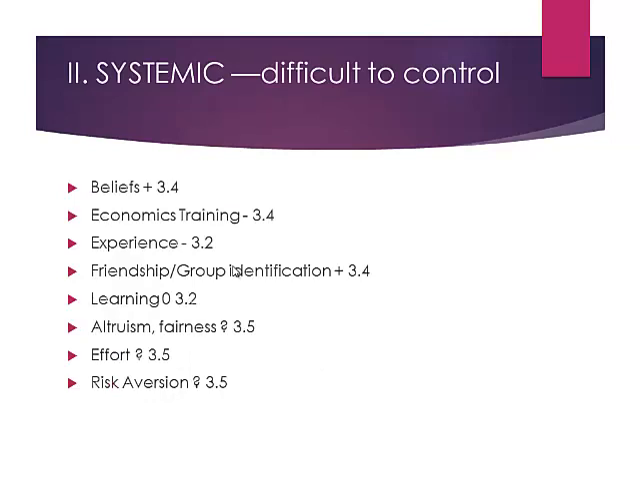Now these are the systemic factors. So beliefs about each other regarding trust, etc. These help. Economics training hurts. Experience hurts cooperation. Friendship and group identification helps. Learning, we don't know. Learning can have both types of effects, as we just discussed. You can learn to cooperate, or you can learn to defect.